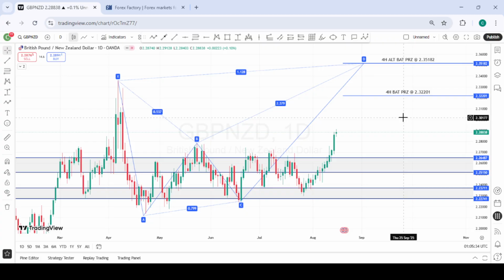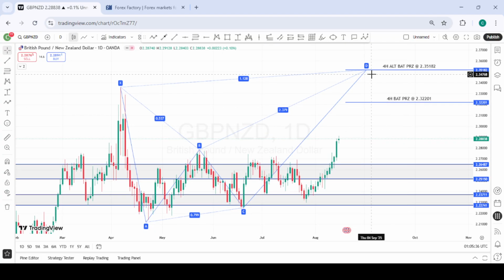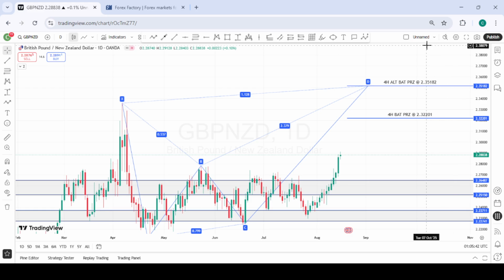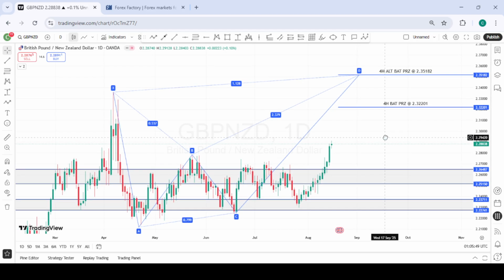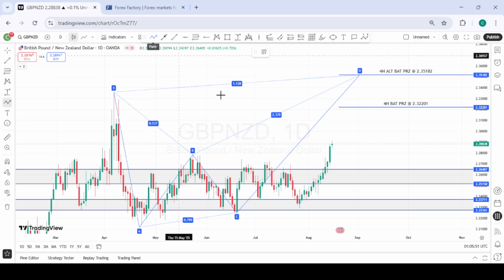If price gives us very strong bullish momentum, this alt bat pattern might fail and price might continue to the upside to give us a crab pattern. But for now, we are going to focus on just the bat pattern and the alt bat pattern. For the coming week, we'll be looking forward to a possible pullback to this area of interest, give us bullish confirmations, and we take the buy to the upside to complete this bat pattern.